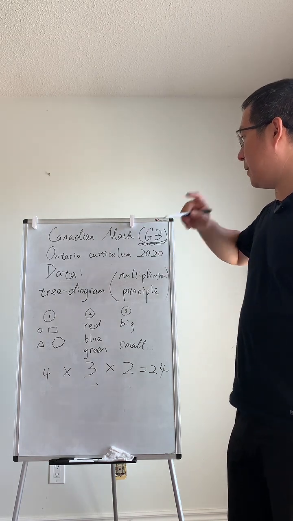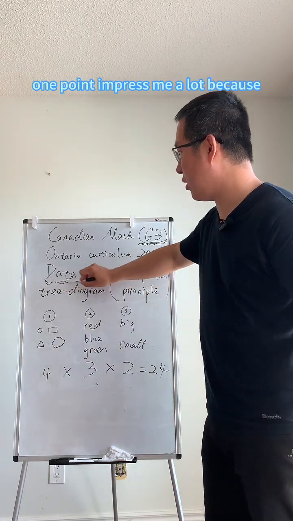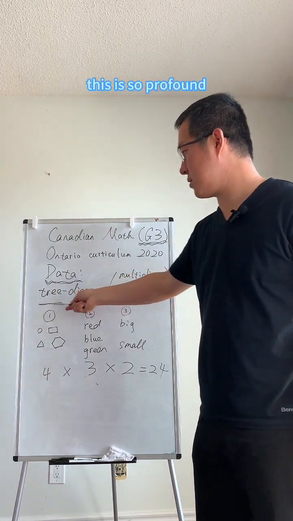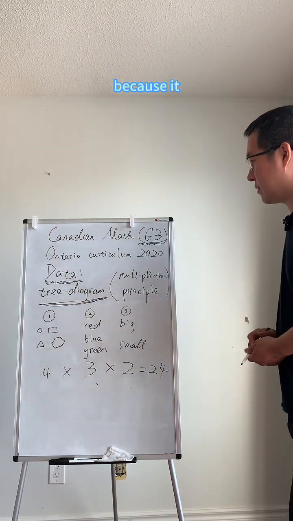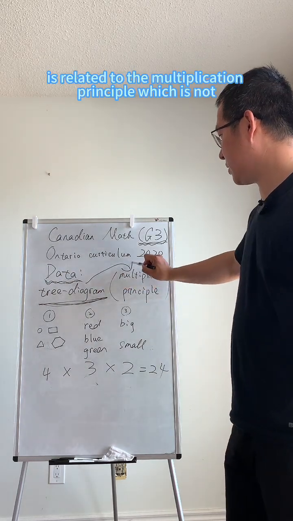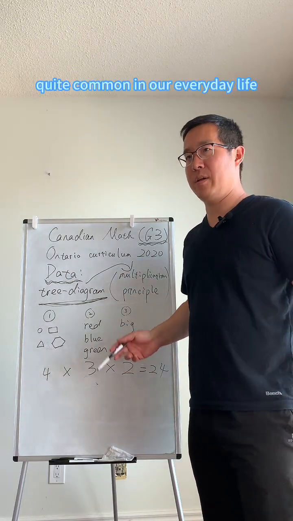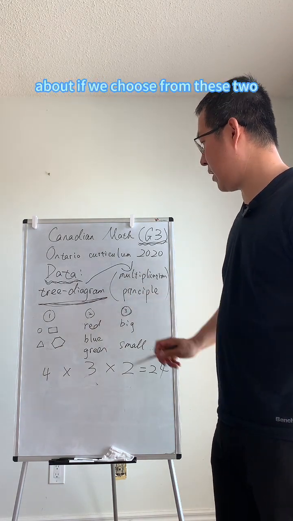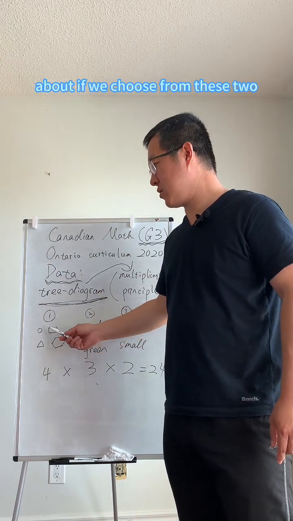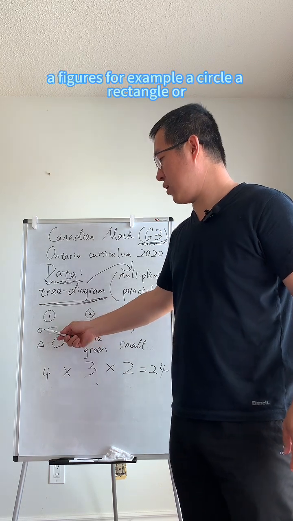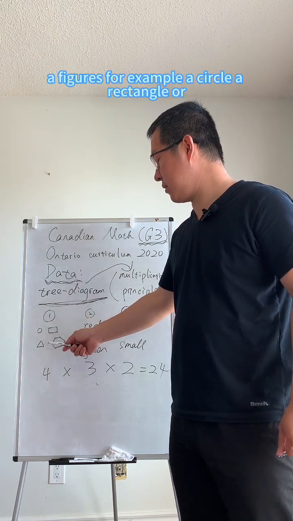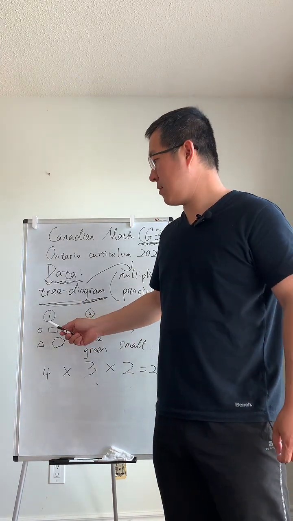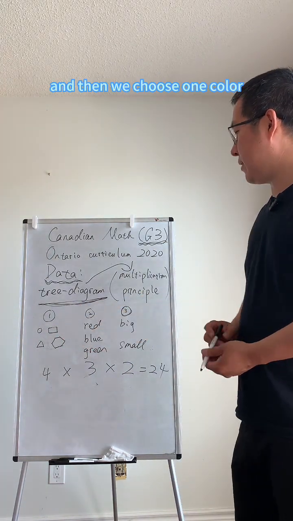And then in the data section, one point impressed me a lot because they introduced the tree diagram. Wow, this is so profound because it's related to the multiplication principle, which is not quite common in our everyday life. And they list an example: we choose from these figures, for example, a circle, a rectangle, a triangle, and a hexagon, and we choose one figure from these four, and then we choose one color.